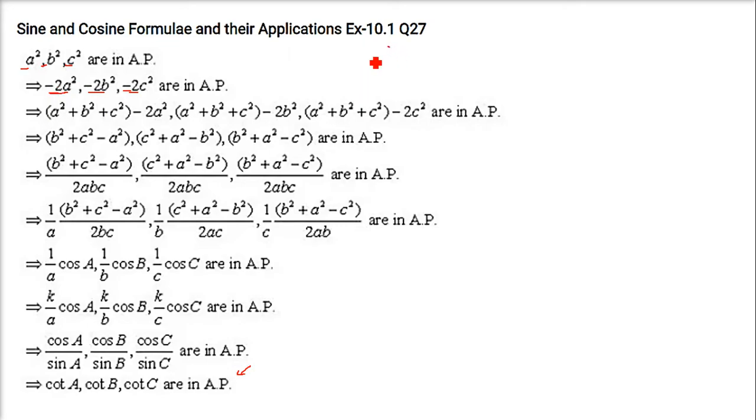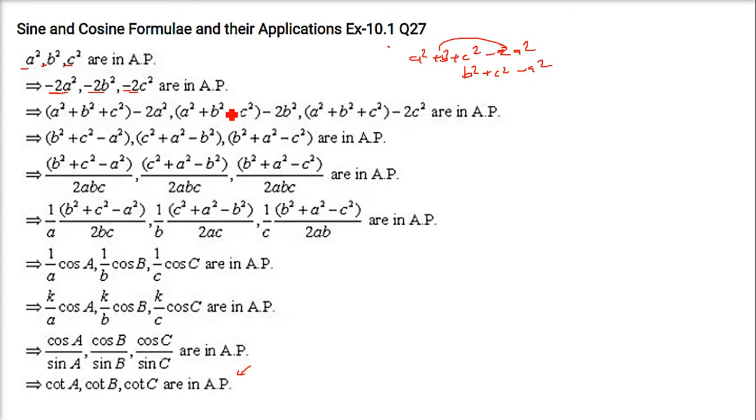So when you add a square plus b square plus c square, I'll just show you about this one. A square plus b square plus c square, just add this, and this is minus 2a square. What do we get? We get b square plus c square minus a square. So b square plus c square minus a square.